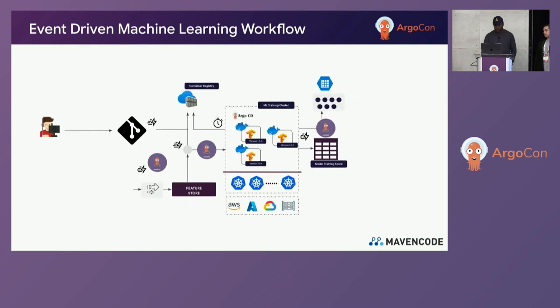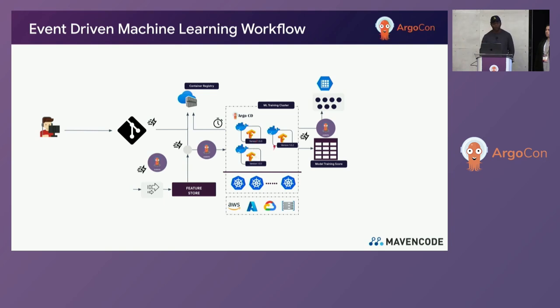So a typical workflow looks like this, where you have the data engineer or ML engineer working on a particular task. You check it in. If you're using Git, it triggers a Git action. And we build a container, and we push it to the container registry. Then we have Argo CD checking to see if there's a new container that needs to be deployed, if you need to retrain the pipeline. Then it basically retrains and deploys the models and creates a version tag for it.